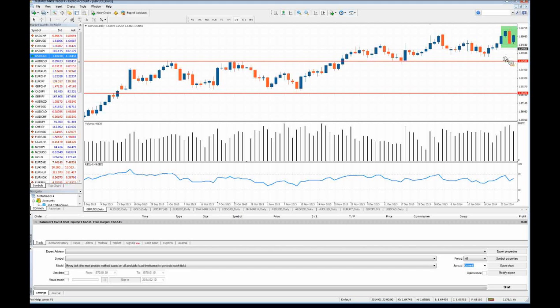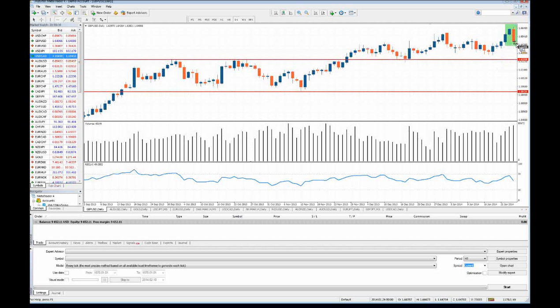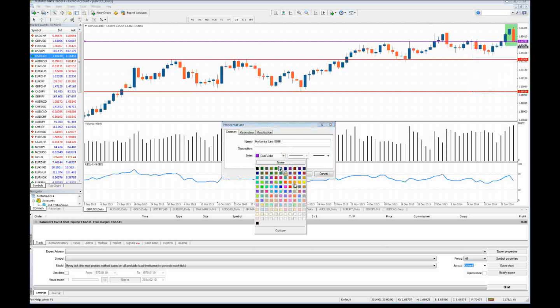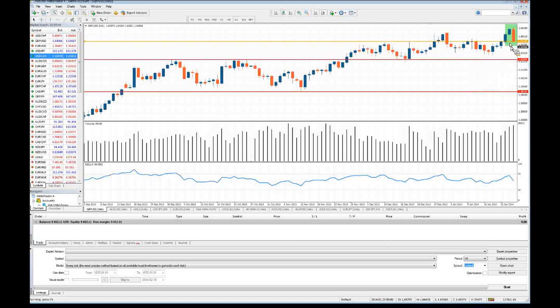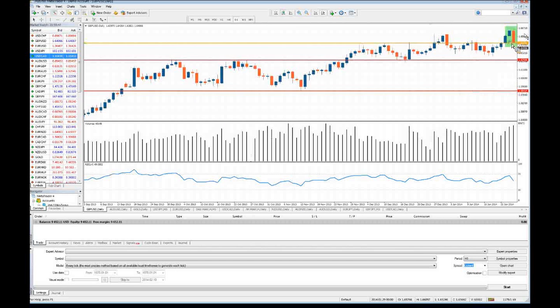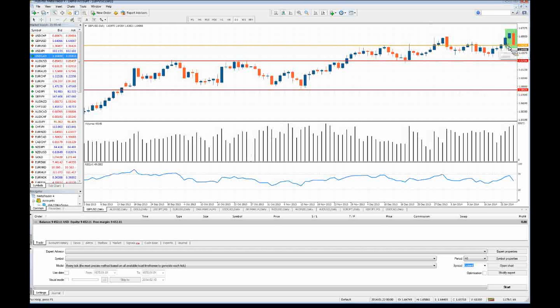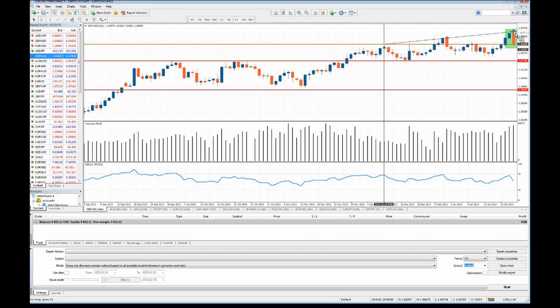Well, on this day, it's very, very simple. Using aggressive scaling in, I would want to be short at this point here. But I would also be very, very worried about the fact that we're entering at this level, but potentially we could still trade up. There is a resistance level at this area.